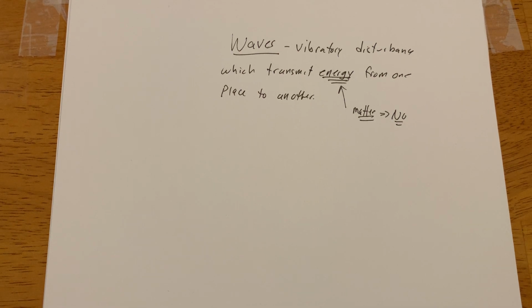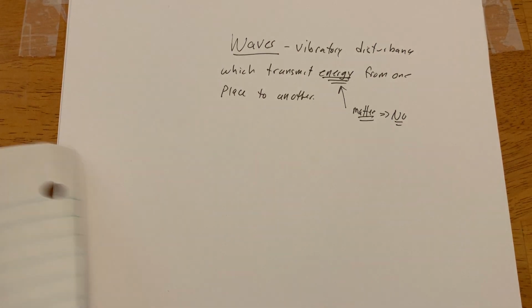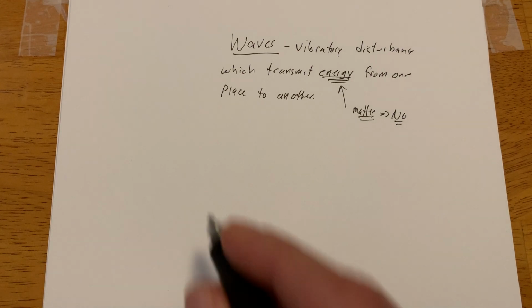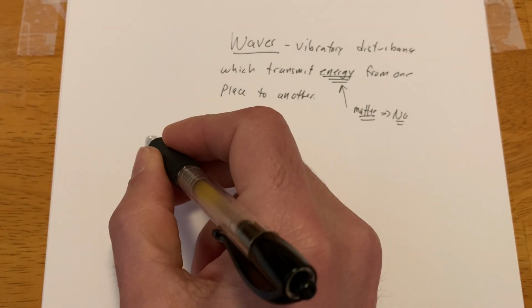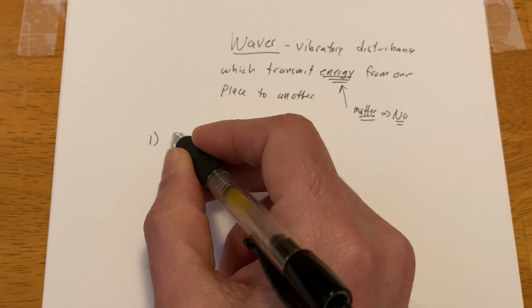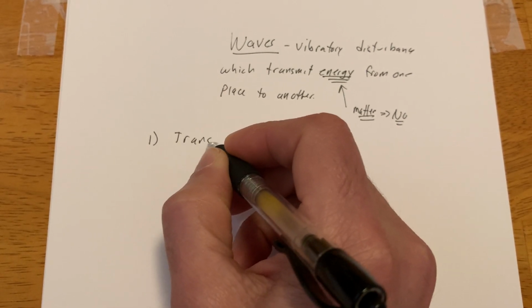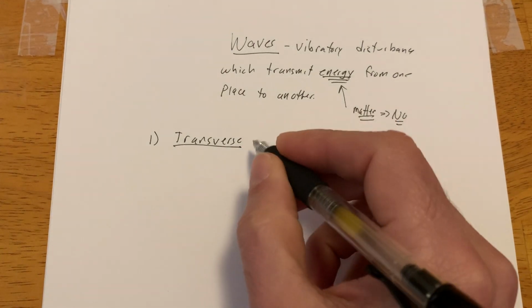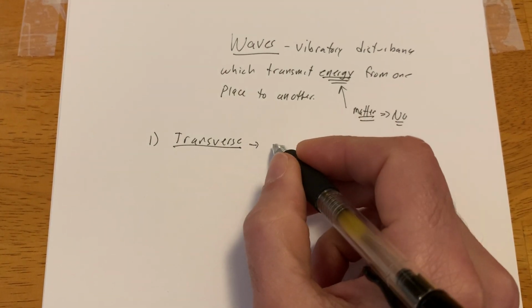Okay? So let's take a look. Hopefully you've looked at the first video, which I'm going to instruct you to do when I send this out. First, we need to take a look at a couple of types of waves. And the first type of wave, which we're going to look at, is called a transverse wave. So what by definition is a transverse wave?